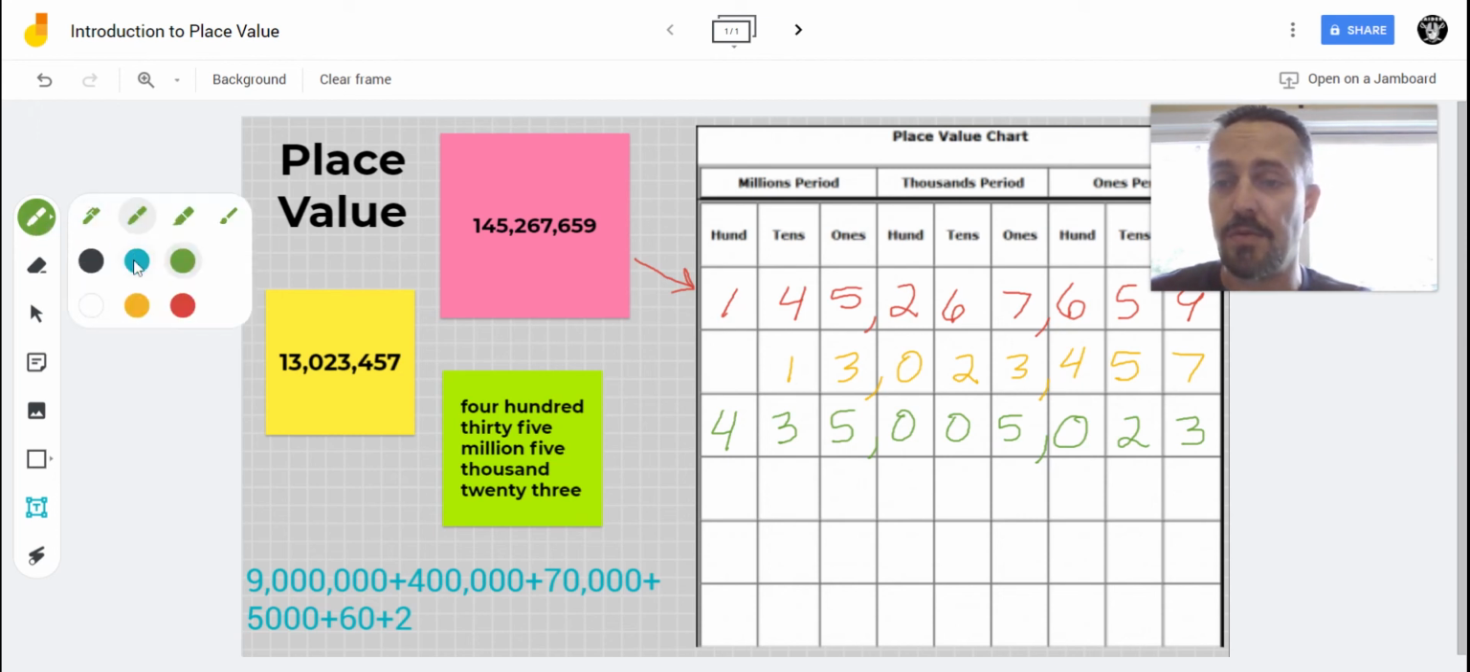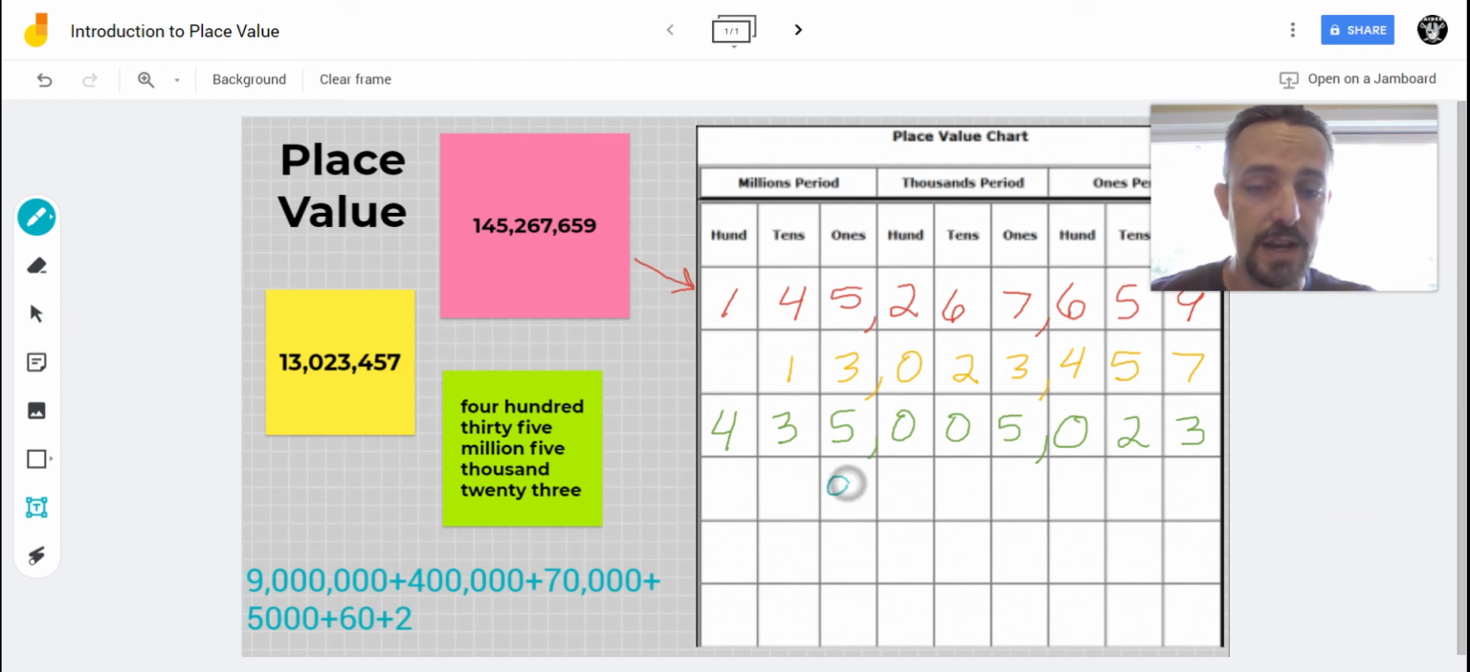Okay, ladies and gentlemen, we have one more example for you, and that is this one. This is written in expanded form. So take a look at what you have here: 9 million plus 400,000 plus 70,000 plus 5,000 plus 60 plus 2. Now let's see if we can figure out what this number is. I don't have any 100 or 10 millions, but I do have a 9 million. I have a 400,000, so here's the 100,000s place value. I have a 70,000, so I'm going to put a 7 here in the 10,000s column. I have a 5,000, so I'm going to put a 5 right here.